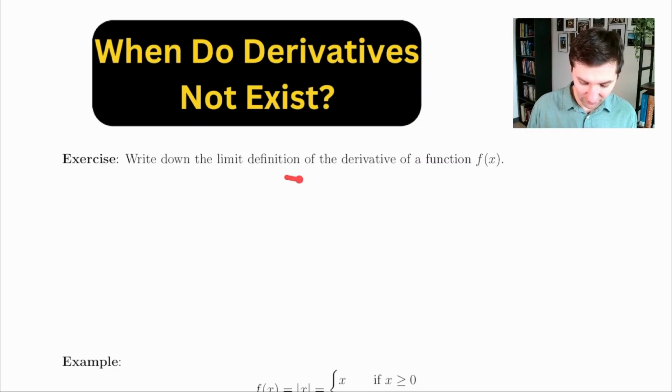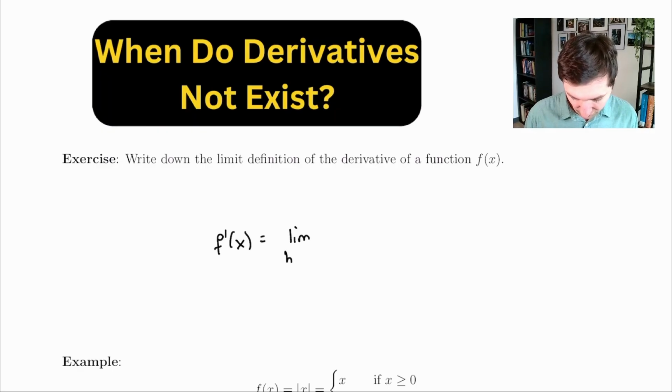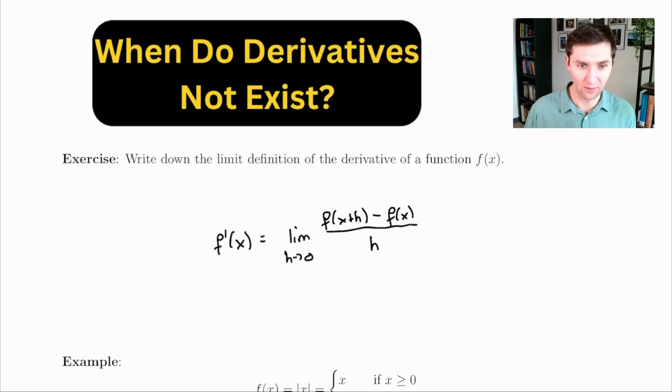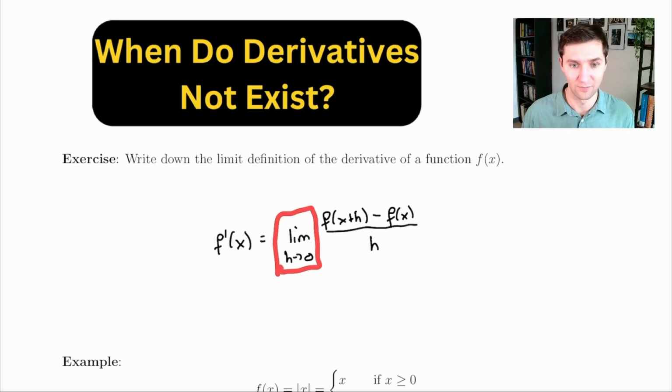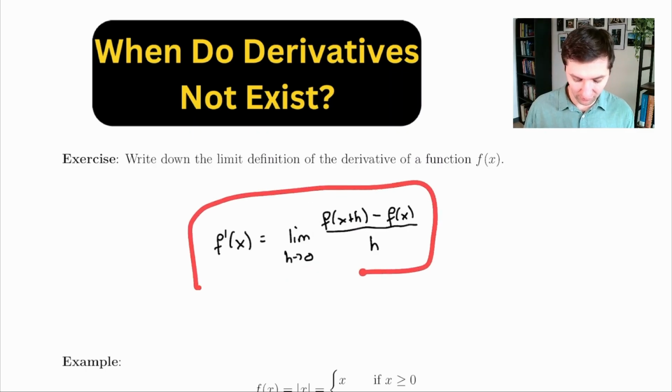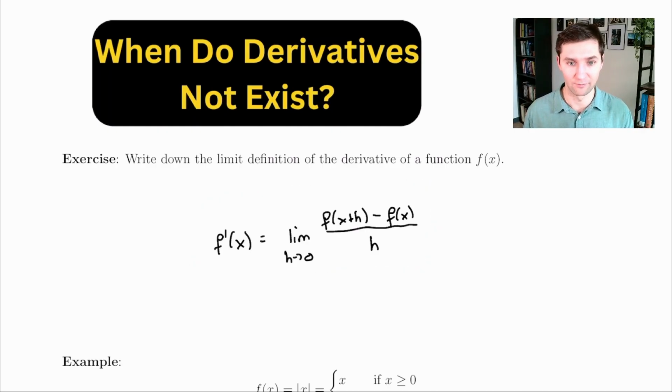The limit definition of the derivative of a function f of x says the following: f prime of x is the limit as h goes to 0 of f of x plus h minus f of x divided by h. Because the limit definition of the derivative uses limits, and limits don't always exist, derivatives don't always have to exist.